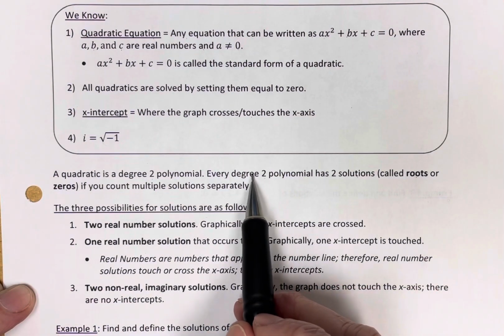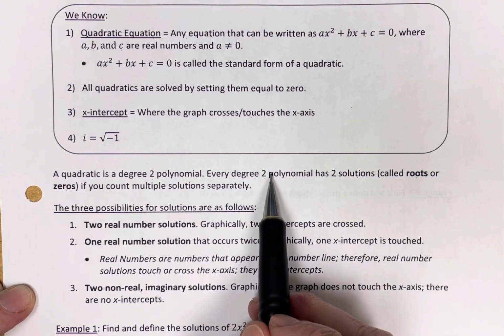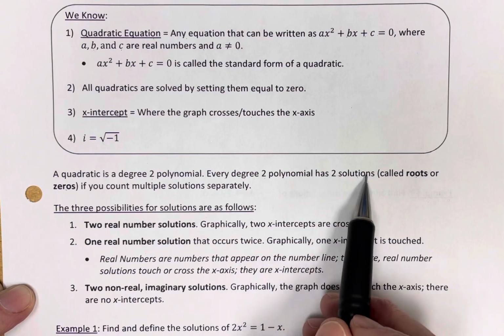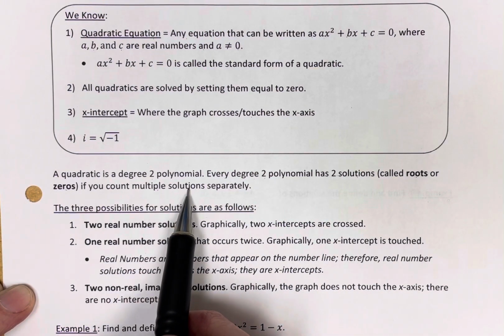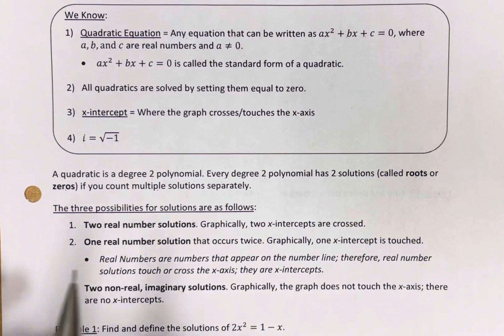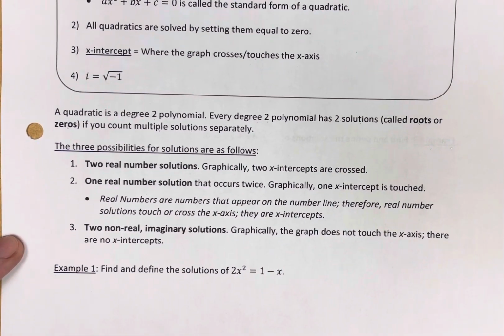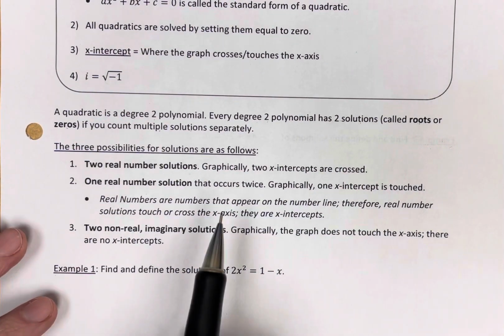And every degree 2 polynomial has 2 solutions, as long as we count the multiple solutions separately, and we'll see how that looks. Okay, what are our possibilities for solutions when it comes to quadratics?